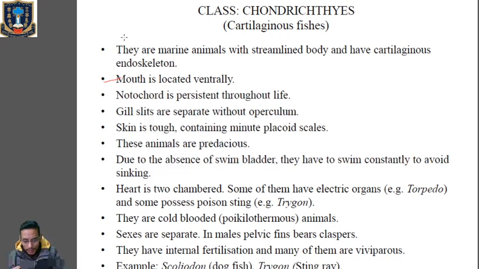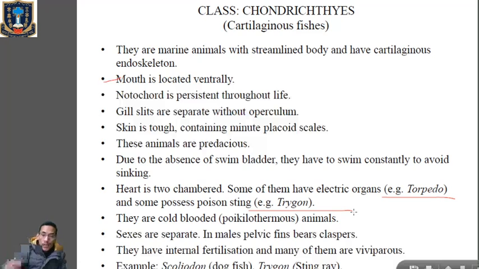Now the heart is two-chambered. Two-chambered means there is one auricle and one ventricle. Some of them have electric organs, for example torpedo, whereas others possess a poison sting, like trygon. So if questions usually come with examples of class Chondrichthyes, from here only you can give examples. You can give the example of torpedo, which bears the electric organ, and trygon, which bears the poison sting. So these are the general characteristics of the cartilaginous fishes.